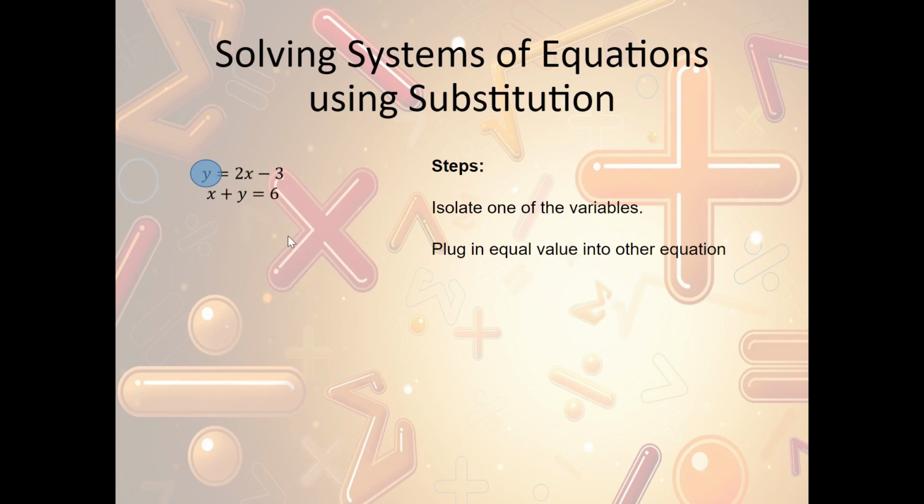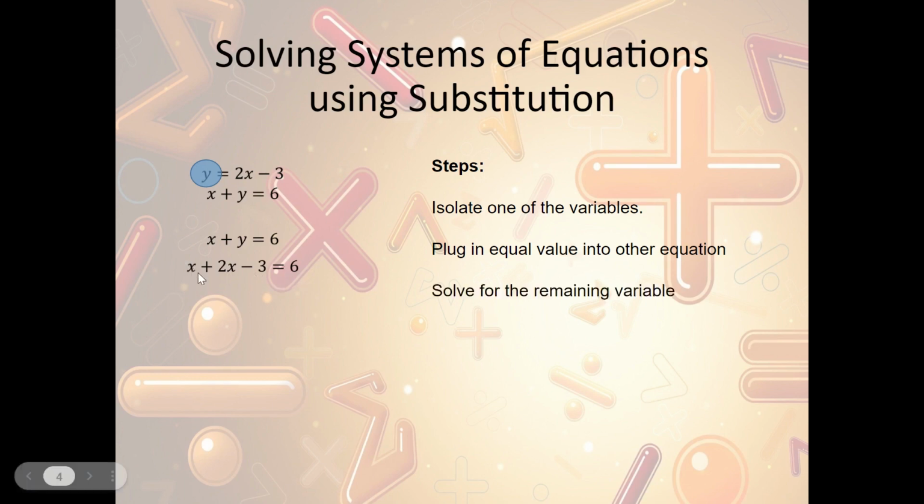So what I'm going to do is plug in the value on the other side for y into the other equation. So I have x + y = 6, but y is really equal to 2x - 3. So I'm going to plug that in. So now it says x + (2x - 3) = 6. Now I can solve for x. So I combine like terms. I get x + 2x is 3x. So I have 3x - 3 = 6. Then I'm going to add 3 to both sides. And I get 3x = 6 + 3, which is 9.